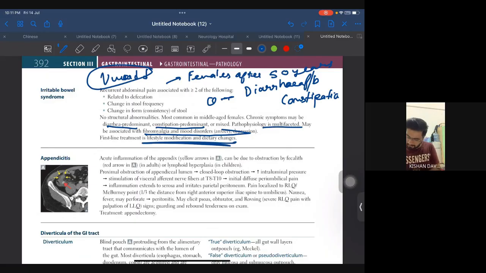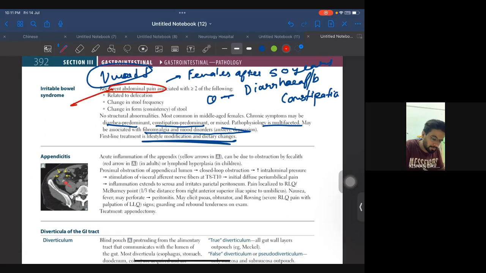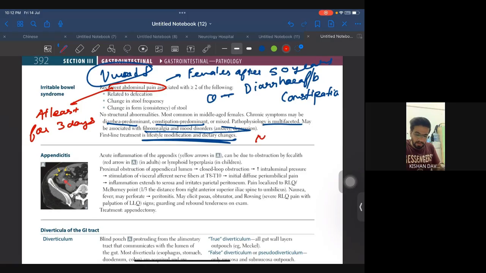Let me see if I have some extra information or not. Yeah, and this recurrent abdominal pain should be at least for 3 days. And another thing, normal intestinal structure. Okay, there won't be any gross morphologies like in Crohn's and ulcerative colitis. Intestinal structure will be normal, so easily able to identify.